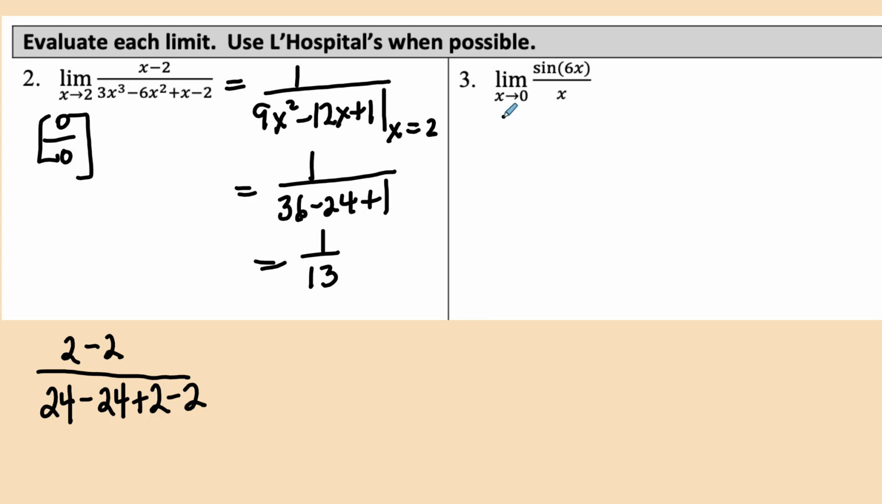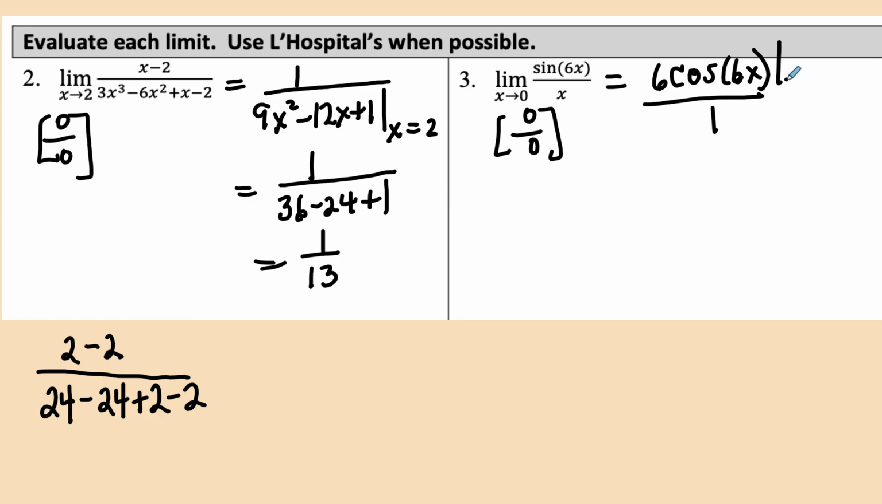Over here I can see it's 0 over 0. Always make sure that you have an indeterminate form. And so the derivative here will be cosine of 6x. Don't forget the chain rule, so that'll be a 6, all divided by 1. Remember, I want to evaluate this at x is equal to 0. And when that happens, my numerator will be 6, and then the denominator is 1, and I'm done.